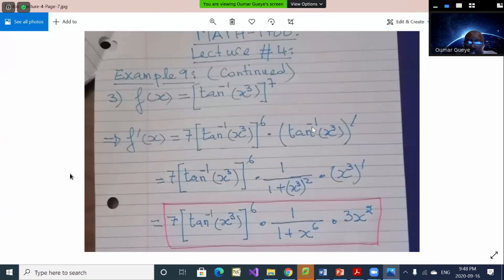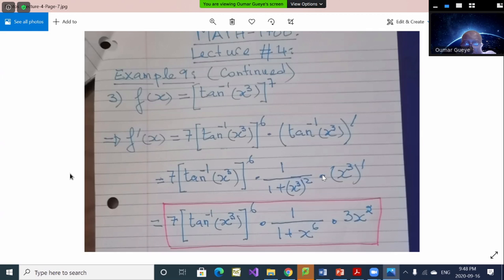Based on the tan inverse, the derivative of tan inverse at x, remember, or you look at formula number 4, you can see the derivative of tan inverse is equal to 1 over 1 plus x squared. But here it cannot be x squared because we have x cubed. That's why instead of x squared, we substitute the x by x cubed. It becomes x cubed squared.